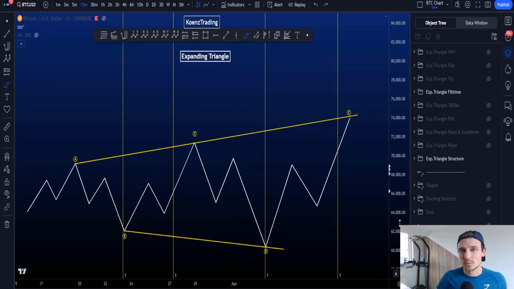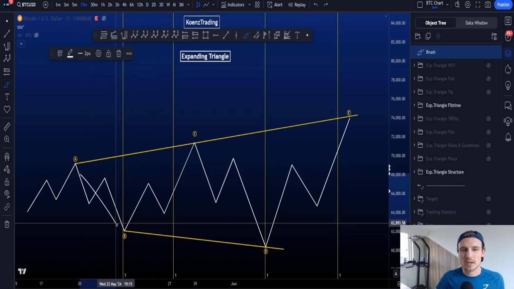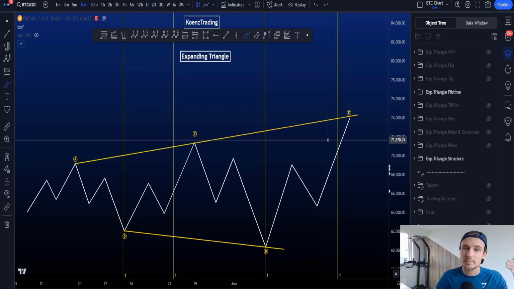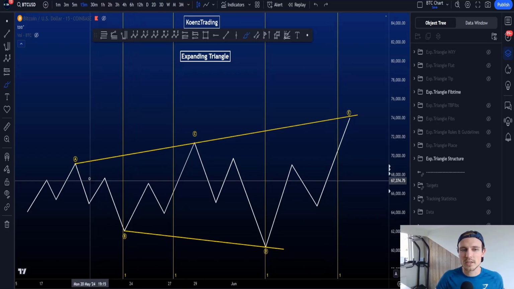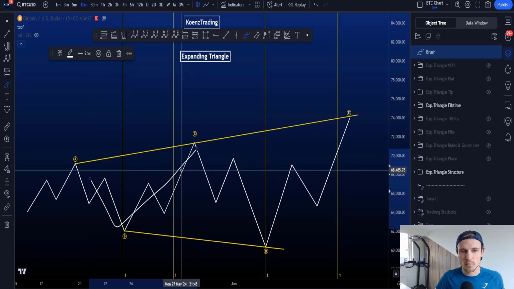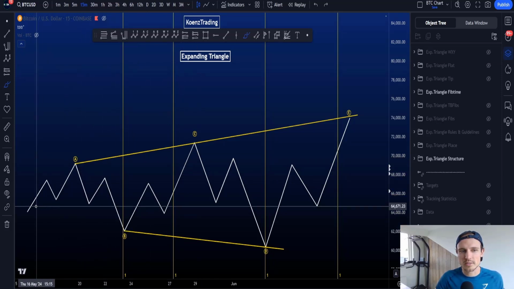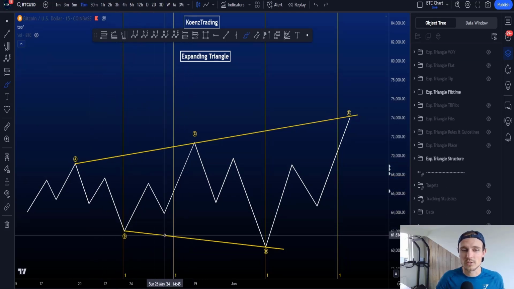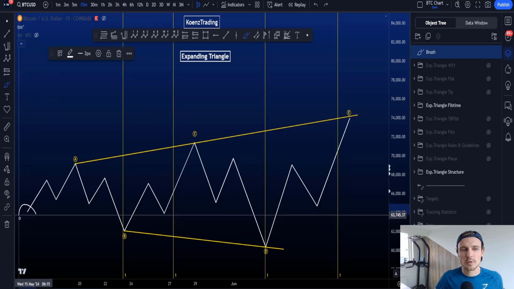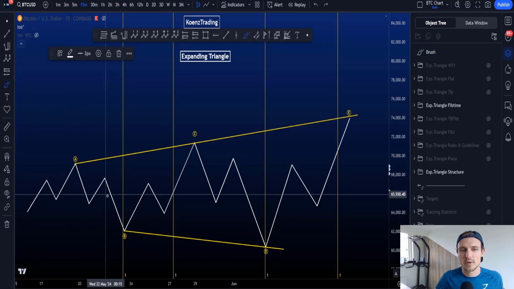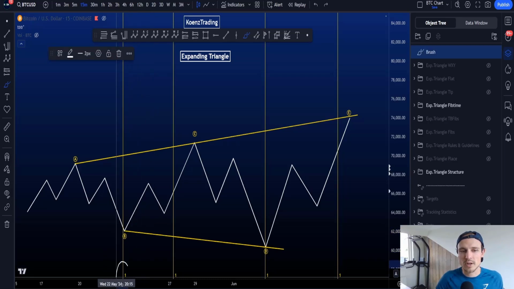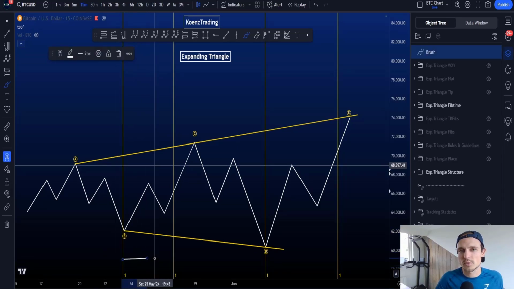When comparing the different waves in an expanding triangle in time, naturally the probabilities are higher for each next wave to be longer or the same amount of time as the previous wave structure, because each next structure is covering more price. Wave B is bigger than wave A, C is bigger than wave B, etc. So if we take a fib time from the start to the end of wave A, naturally your wave B has a higher probability of ending around the 1-to-1 or after the 1-to-1.